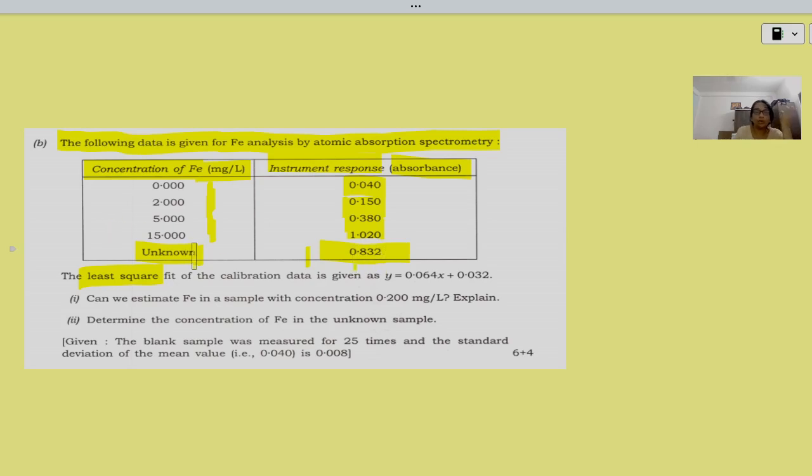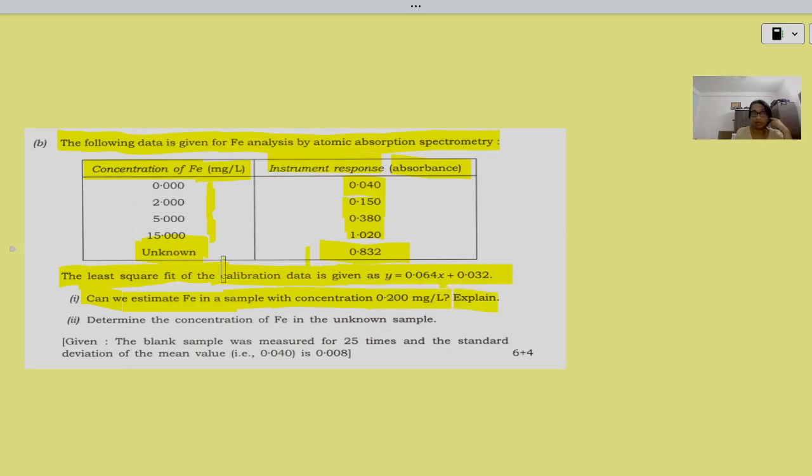Now for calculation of this unknown concentration, we use the least square fit of the calibration data given. In this type of calculation, you have to calibrate the instrument, and calibration data is given: y is equal to 0.064x, and this x is our concentration. First they are asking, can we estimate iron in a sample with concentration 0.200 milligrams per liter? Explain.